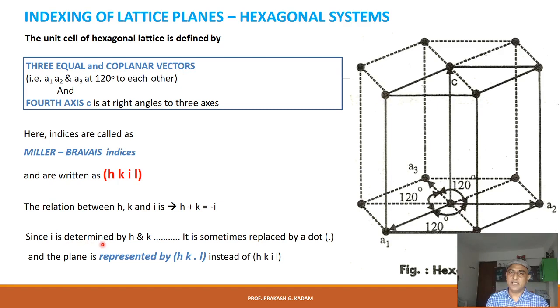Since i is determined by using h and k, it is sometimes replaced by a dot. Okay, we can represent it by a dot also. But instead of showing the dot, it is better to write hkil, meaning whatever number you obtain for i, write it there. So this is the hexagonal unit cell, represented here with atoms at every corner. An atom is here, an atom is here, and similarly atoms on the bottom plane also.